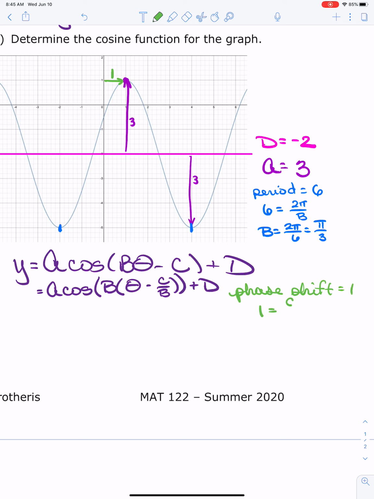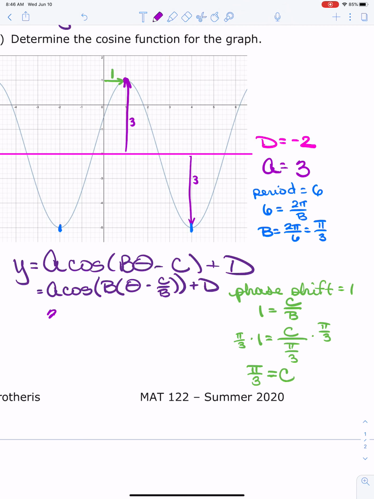So 1 equals c over b. We know what b is. It's pi over 3. Oops. 1 equals c over pi over 3. So I'm going to multiply both sides by pi over 3. And we get pi over 3 equals c, which is a little unsettling because we got the exact same thing as b, which makes us question ourselves. Perfectly okay. So let's plug in what we've got here.